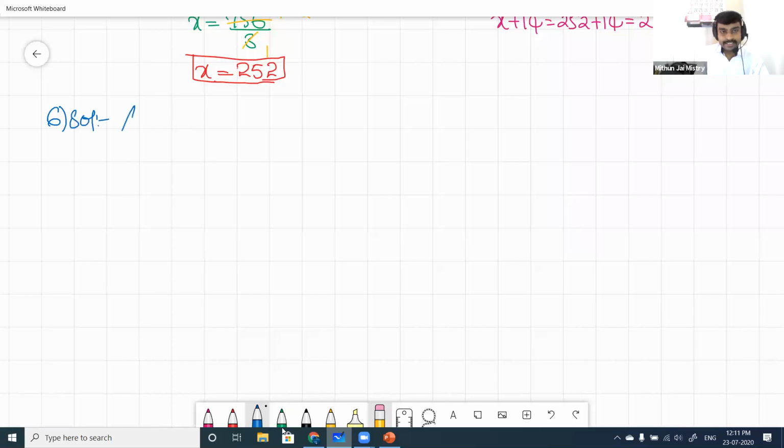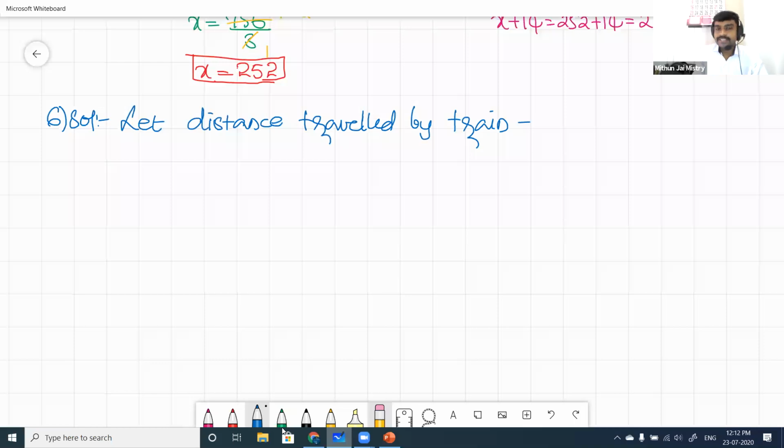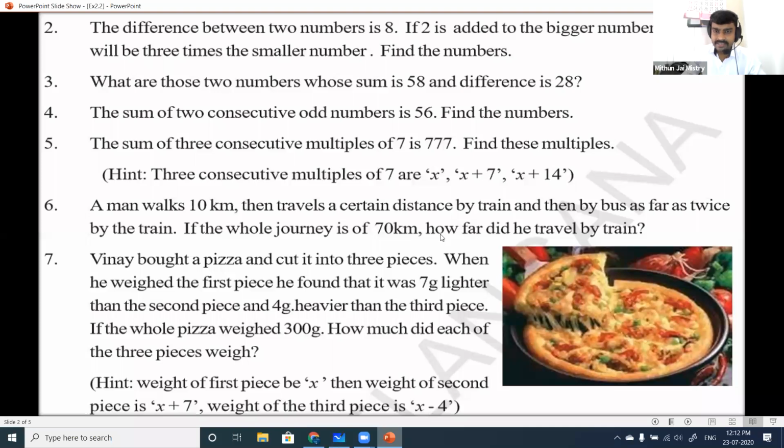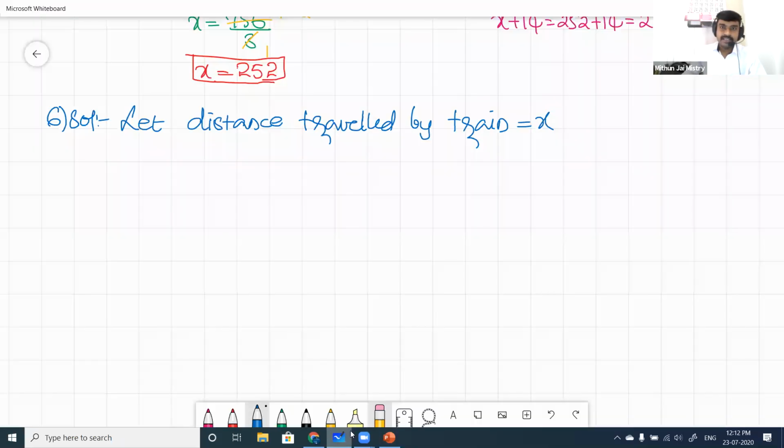First we will write: let the distance traveled by train be equal to x. Why? Yes, because this is the question. The question is asking us what is the distance traveled by the train, isn't it? Have a look once again. Read the last line: how far did he travel by train? Far means nothing but distance we are talking about, right? And that is x.